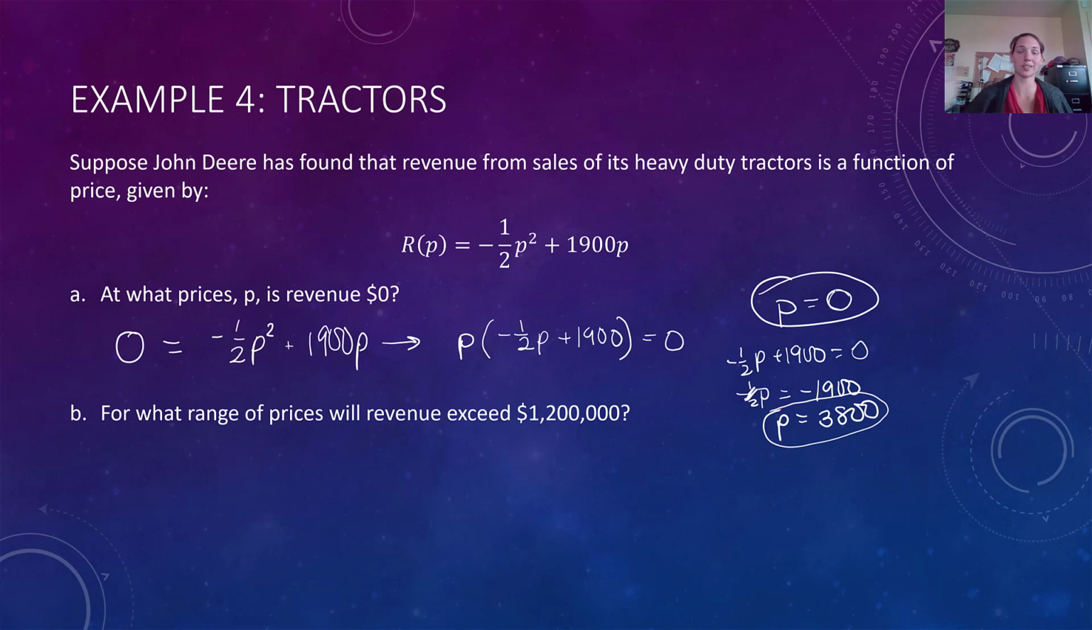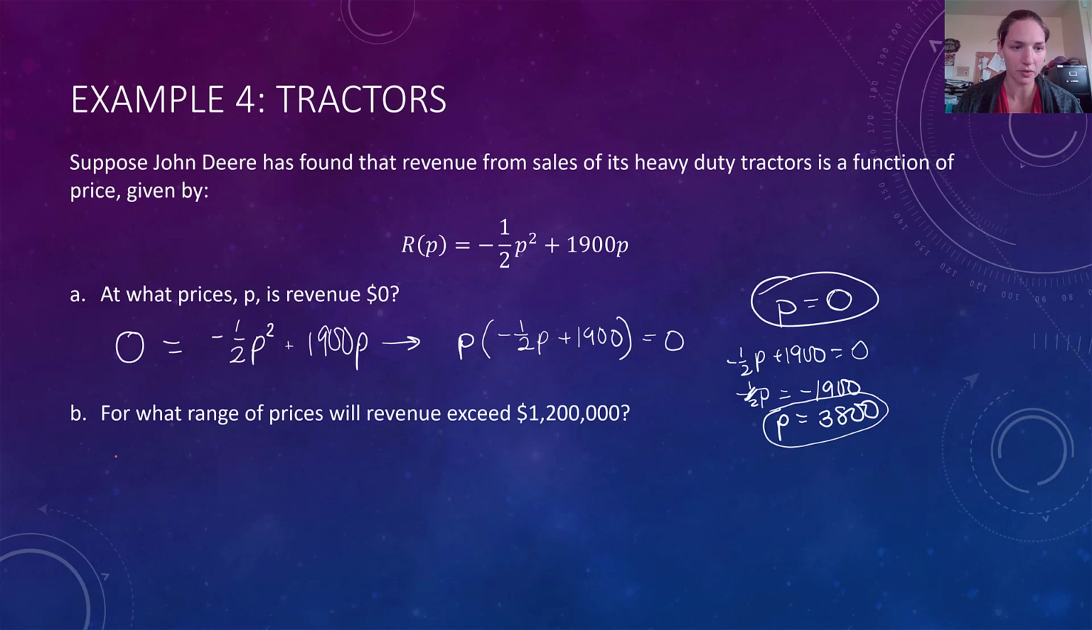If we charge $0, we're going to sell loads of them, right? But we're not going to make a dime. If we charge $3,800, we'll still sell 0 because nobody will want them. So now we know what range of prices to be between, but now we want to know for what range of prices revenue will exceed $1.2 million. That's a lot of money. Let's see how we can do that.